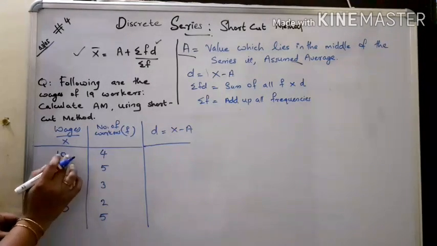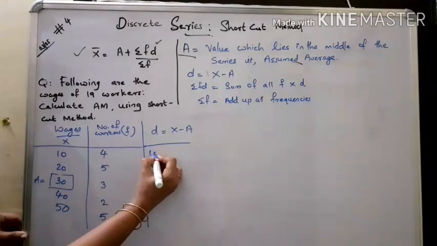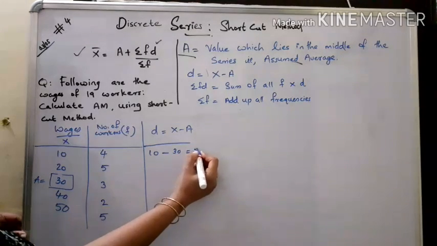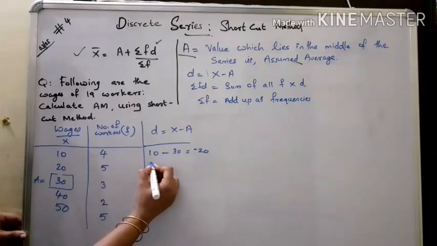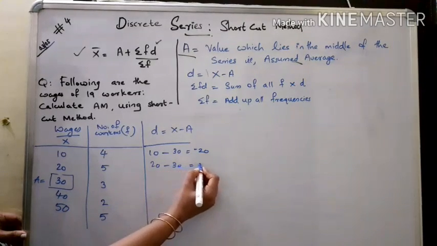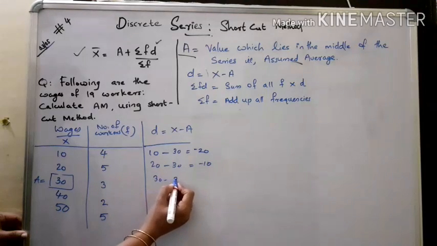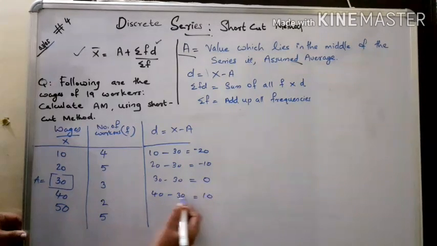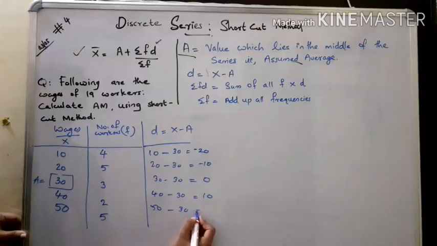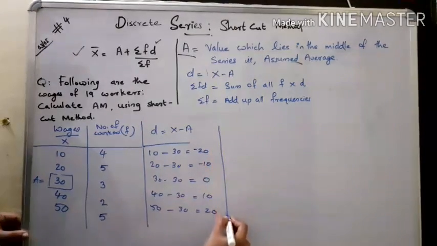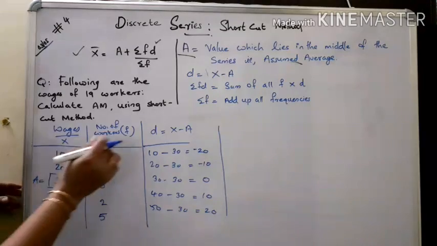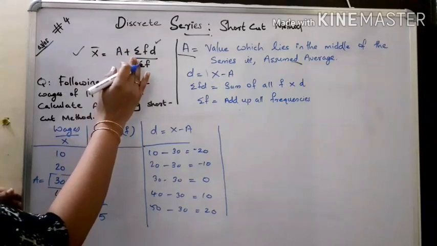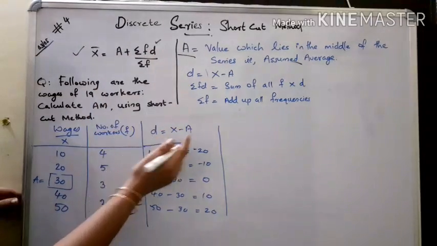These are the variables. So x, first value 10, and assumed mean 30. So 10 minus 30 is equal to minus 20. Then next, 20 minus 30 is equal to minus 10. Next, 30 minus 30 is equal to 0. And then 40 minus 30 is equal to 10. And 50 minus 30 is equal to 20. Then next step, you multiply f into d, because as per the equation we need sigma fd. So d we found out.